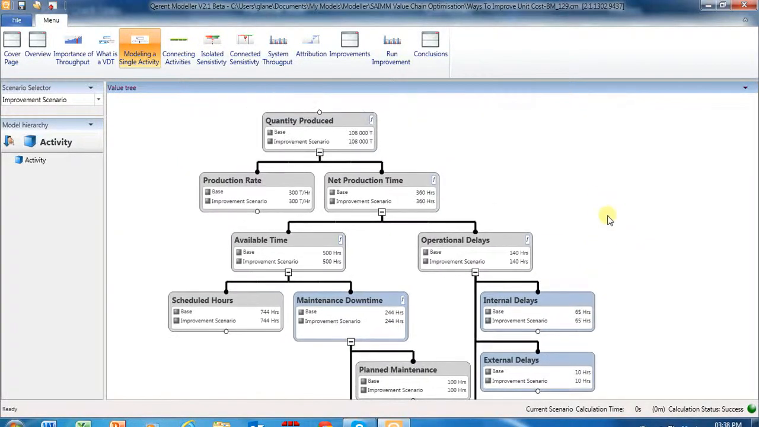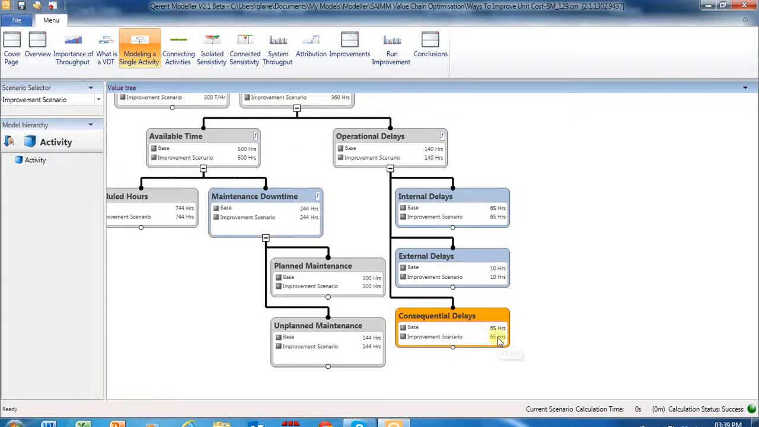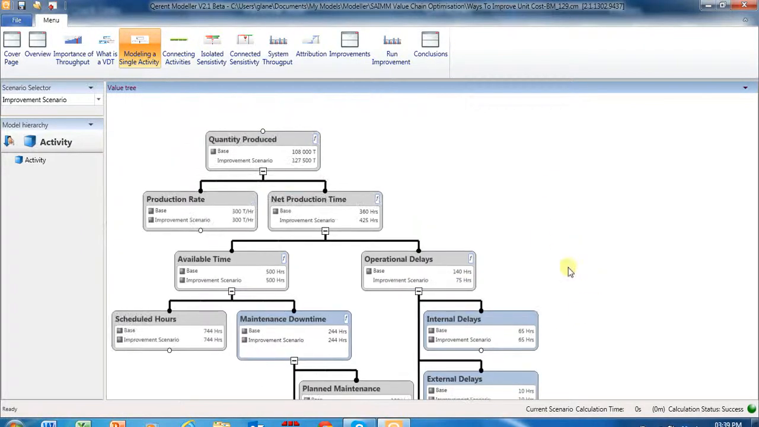What I want to show you here is an interesting concept. In this model, we've got quantity produced, which is 108,000 tons. There's the formula again: production rate times net production time, and consequential delays of 65 hours. So this activity has 140 hours of downtime. Interesting, 65 of them are internal delays. It's holding itself up. External delays of 10, and it's being held up by 65 hours of consequential downtime. So if we made this 0, let's say this activity wasn't being held up, this activity could actually do 127,000 tons versus the 108,000 it's actually doing.